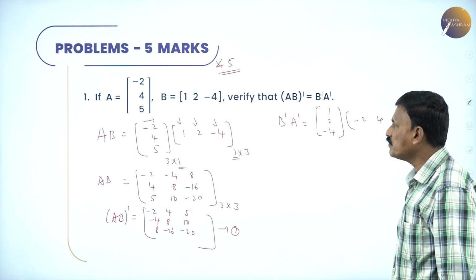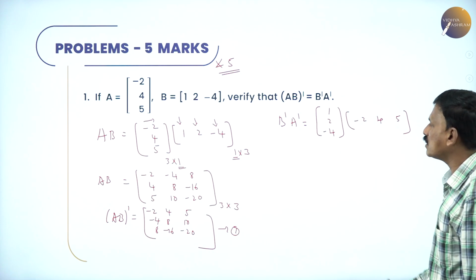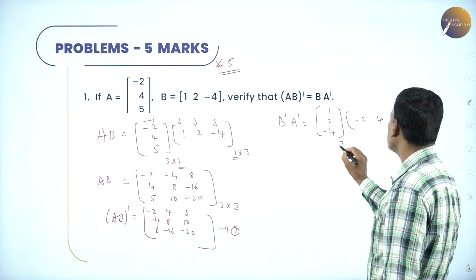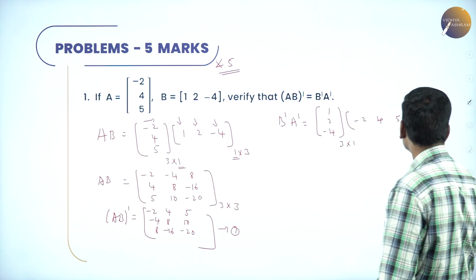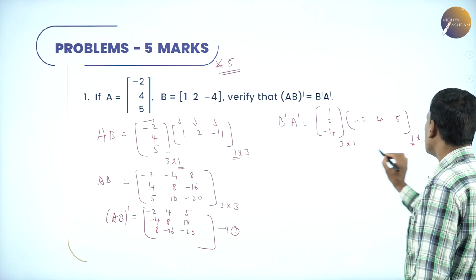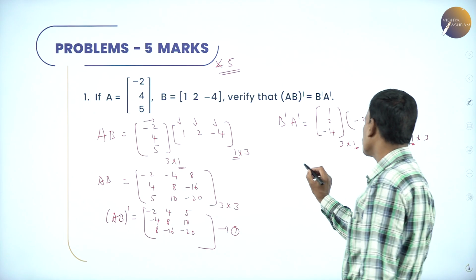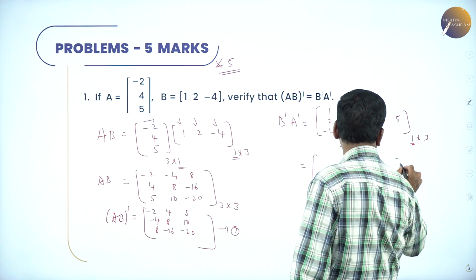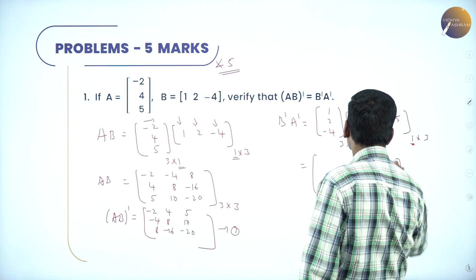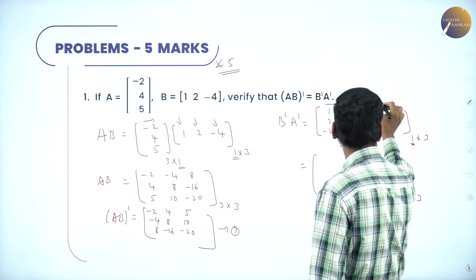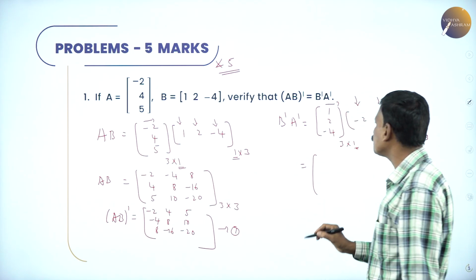Now verify whether it is possible to multiply or not. So this is 3 rows, 1 column. Again this is 1 row and 3 columns. These two elements are equal. So you are going to get a matrix which is of order 3 rows and 3 columns. Similar multiplication. This is 3 rows and 3 columns. First row, first column, second column, third column.